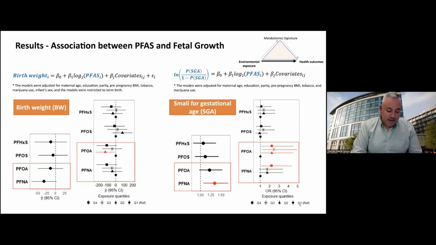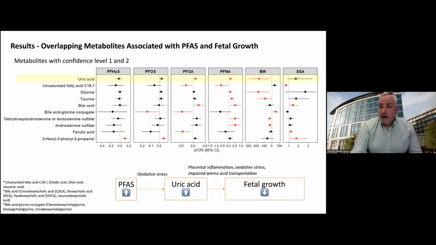Here they demonstrated that for specific PFAS chemicals, PFOA and PFNA specifically, were associated with both reduced birth weight on the left and with higher risk for early gestational age birth on the right. So now we've completed that bottom part of the triangle where we see the relationship between the exposure and outcome. They then went on to do the two sides of the triangle. So now performing, in this case, metabolome-wide association studies, or MWAS, for the association between the exposure and all of the metabolites in serum, and then for the outcome and all of the metabolites.